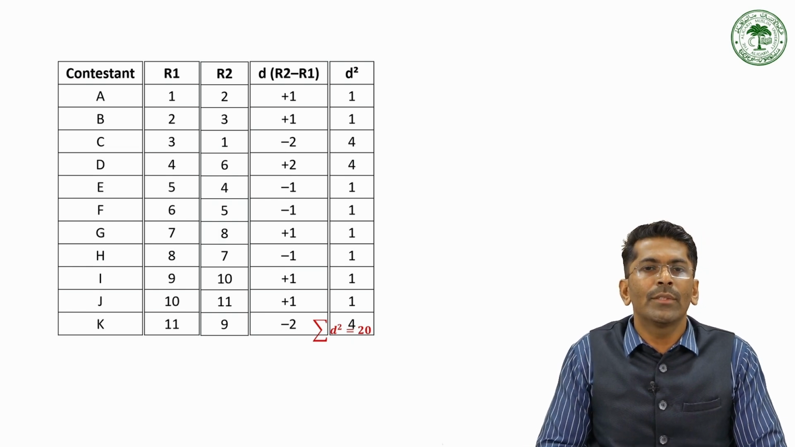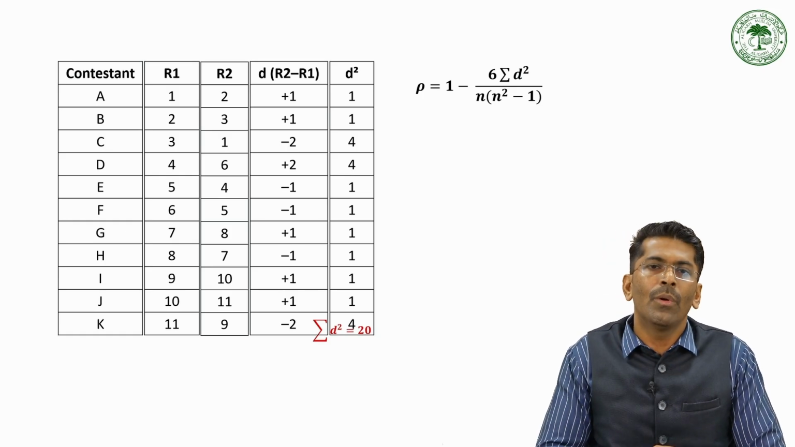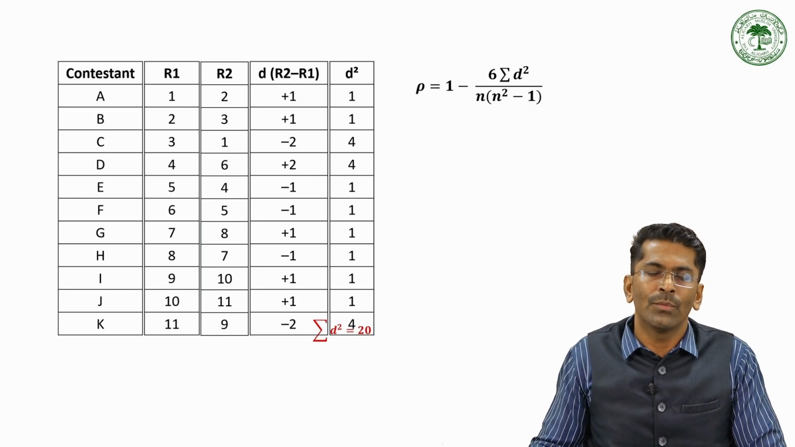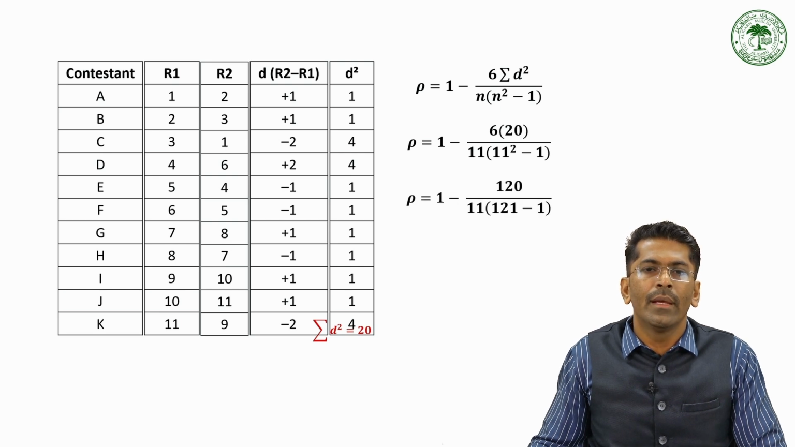Now, since the sum of D square is already available, we can apply the formula for calculating the Spearman rank correlation, which is equal to 1 minus 6 into sum of D square divided by n into n square minus 1. Since n is equal to 11 here and sum of D square is equal to 20, we just substitute in the given formula. So it is 1 minus 6 into 20, divided by 11 into 11 square minus 1. So 6 into 20 is 120, then 11 square is equal to 121. 121 minus 1 is equal to 120, into 11 is equal to 1320.